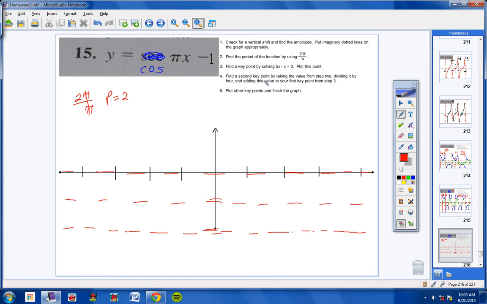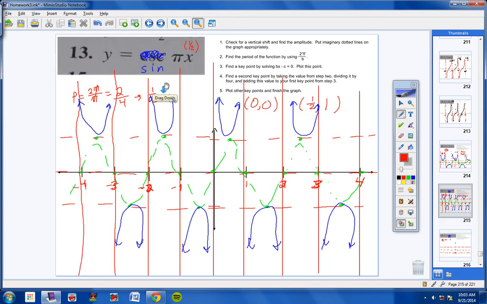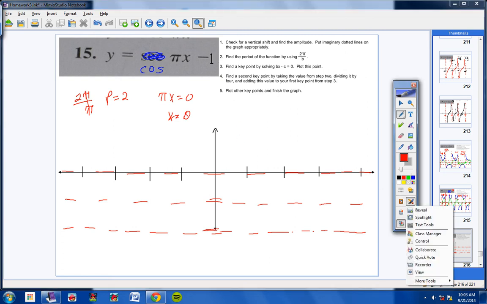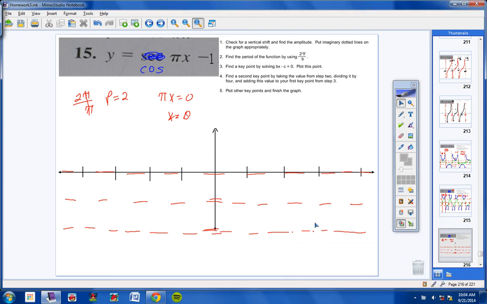Now, number 3, find a key point by taking bx minus c and setting equal to 0. Remember, you're not taking the cosine of -1. There's no parentheses around this. Okay, so really, sorry, students, really, your bx minus c is just pi x. So you have pi x equals 0. Divide both sides by pi, and x equals 0. All right. So students, here we go. So your x value will be 0.